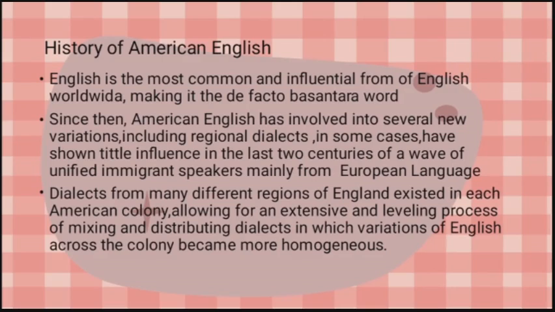In some cases, they have had little influence in the last two centuries, with a wave of unified immigrant speakers mainly from European languages. Dialects from many different regions of England existed in each American colony, allowing for an extensive living process of mixing and distributing dialects, in which variation of English across the colonies became more homogeneous.